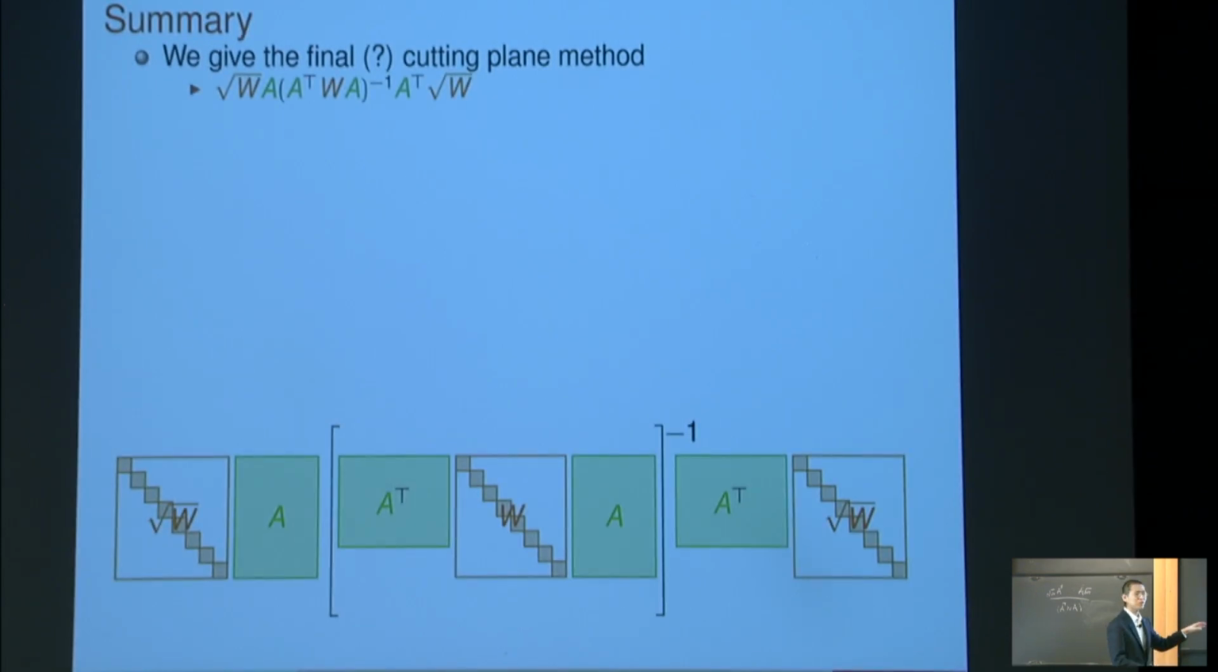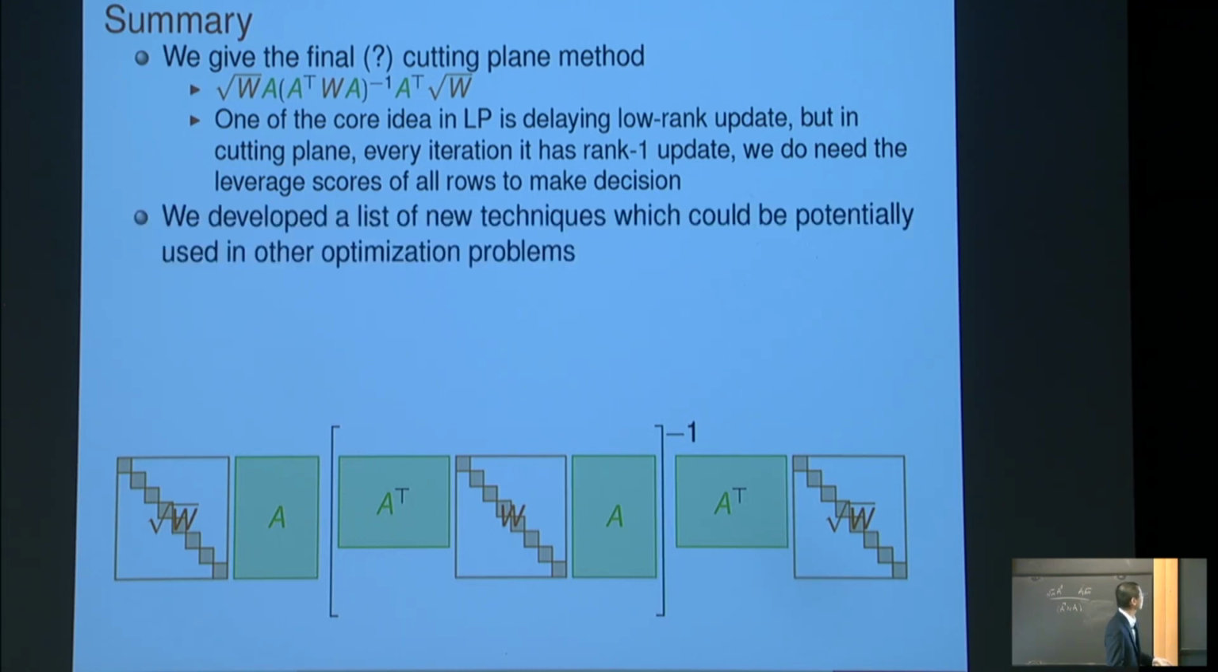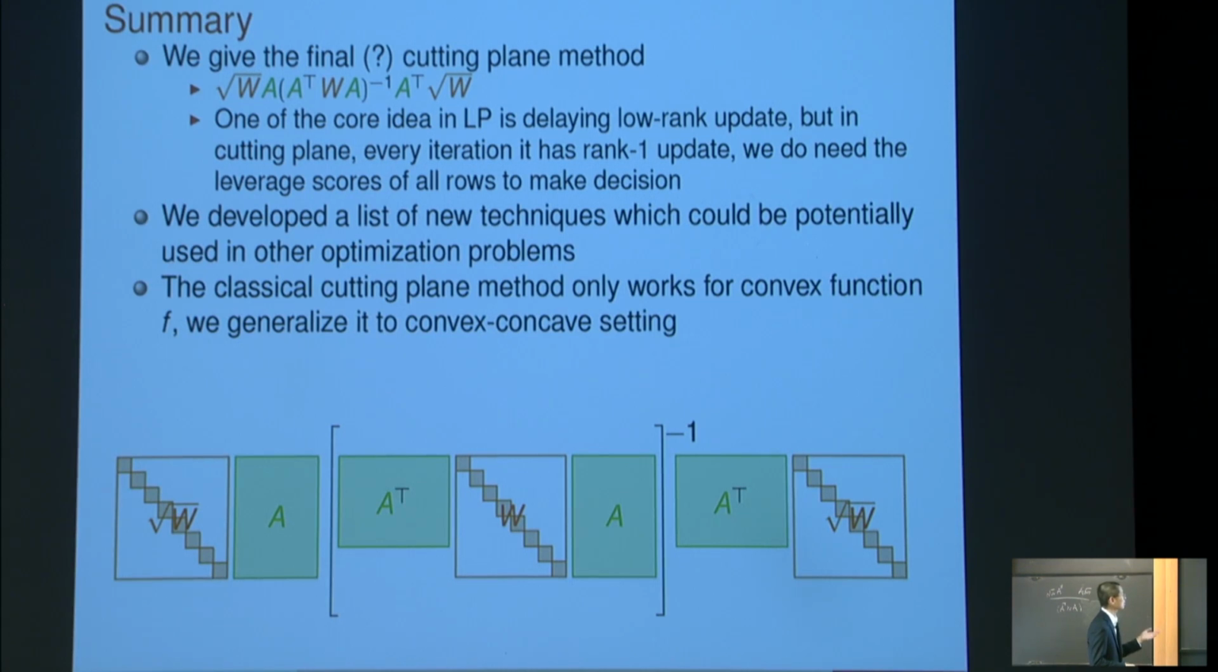Here is a summary. In cutting plane, we need to deal with this projection matrix. The core idea is that in LP we are delaying the low rank update of the diagonal change of W. But in cutting plane, every iteration A has to change by rank 1, so you cannot delay. So we don't know how to do it, and it seems you cannot beat this bottleneck. And also we depend on a bunch of new techniques that could potentially be used for other problems. And the classical setting only works for convex, and we jump to convex-concave.